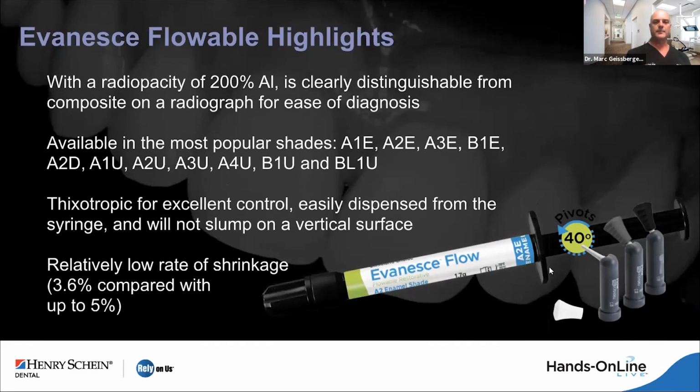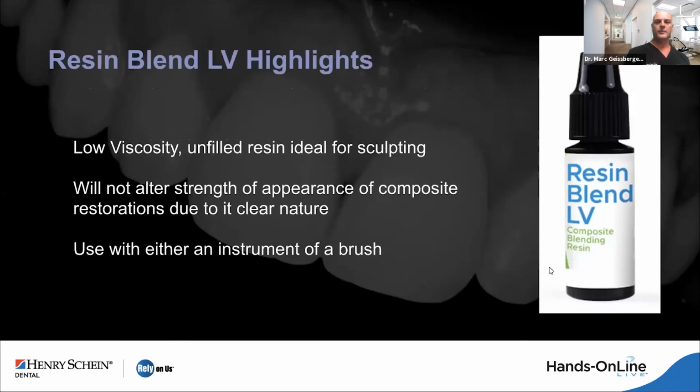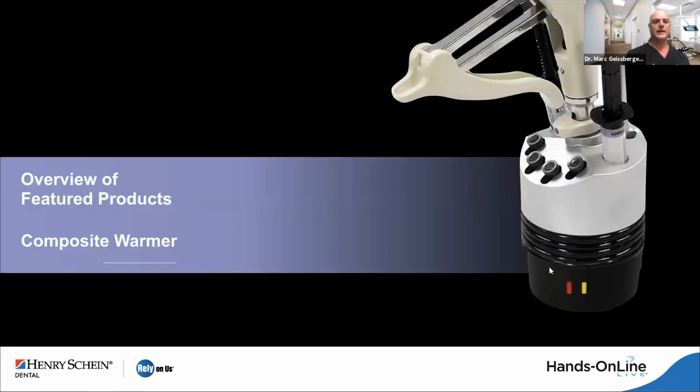It comes in varying opacities, 3 different opacities: enamel, universal, and a dentin opacity, an A2 dentin. And this really is a nice flowable composite for this technique. There's a product that works really well called Resin Blend that helps as a sculpting liquid. It's a clear sculpting liquid, so it won't provide any yellowing on your restoration. And I'll use this when I need to sculpt and move composite around.